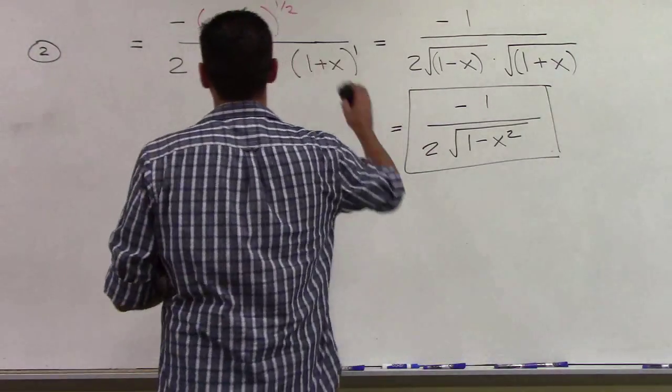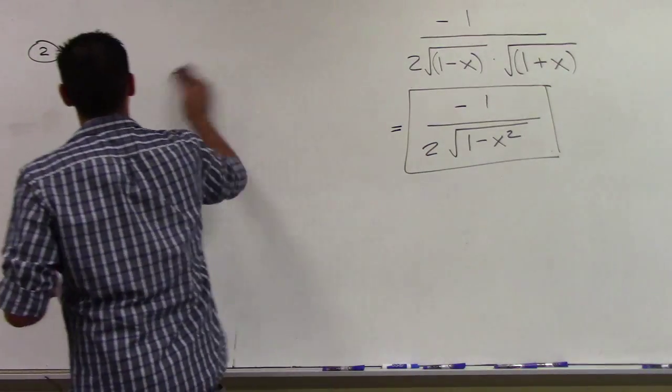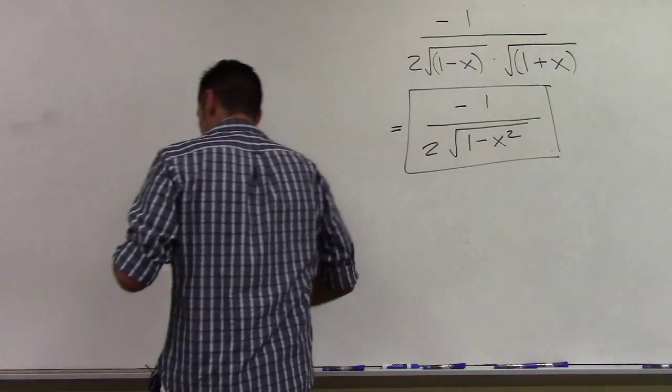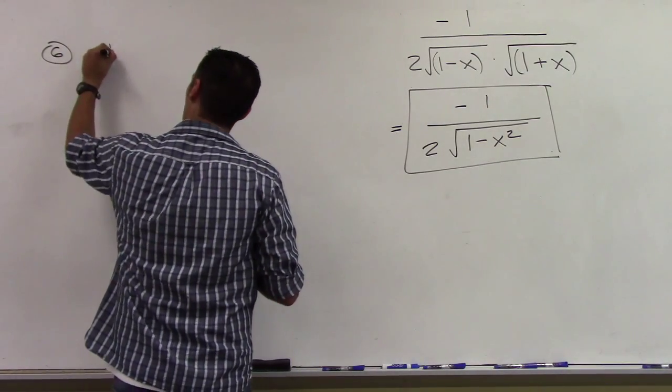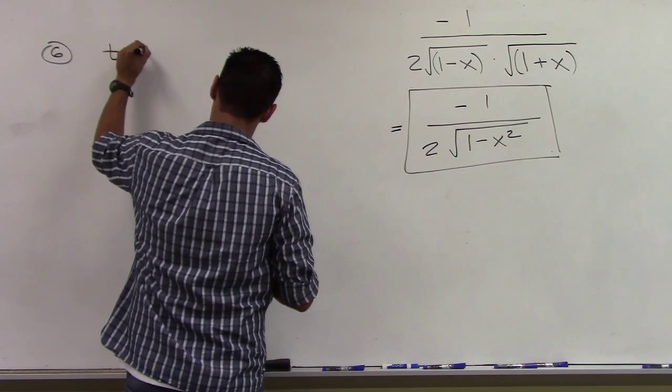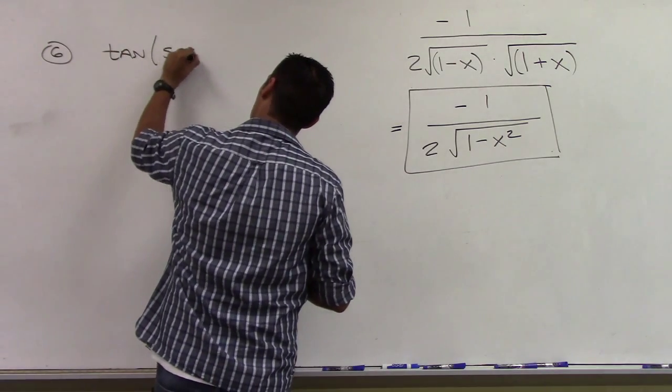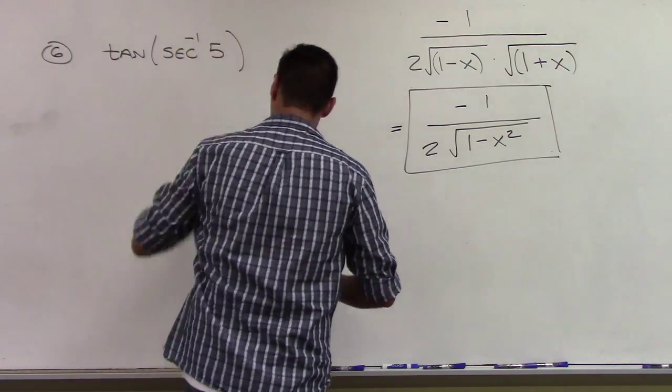This is going to seem completely unconnected to this. This is their problem number 6. Something like this: what is tangent of secant inverse of 5?